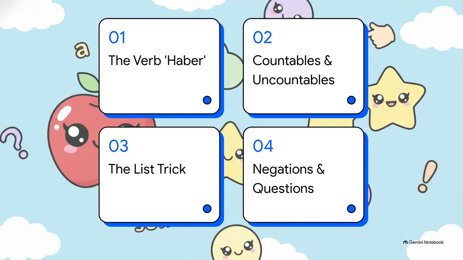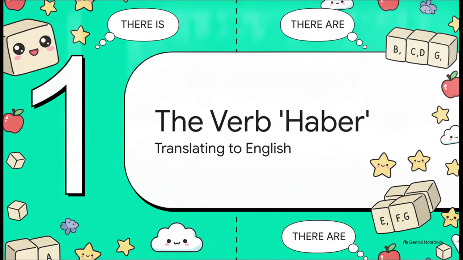Here is our roadmap for today. First, the verb haber in English. Second, countables and uncountables. Third, the famous list trick. And finally, negations and questions. Let's get to it. Section 1, the verb haber in English.